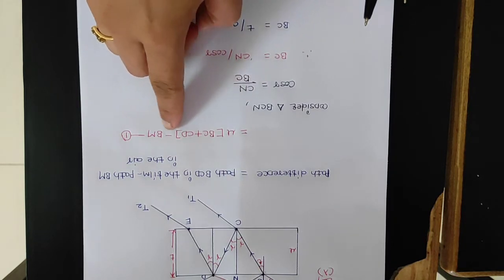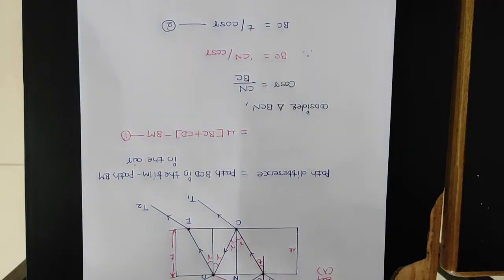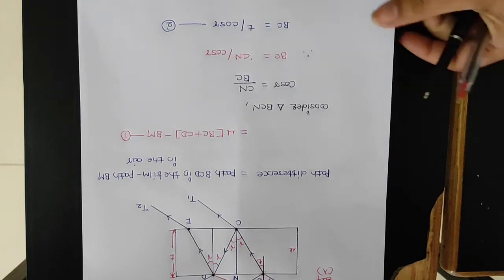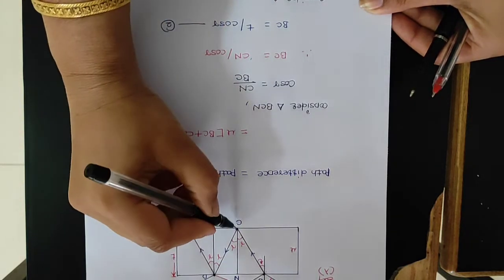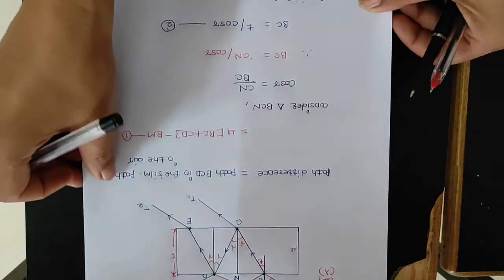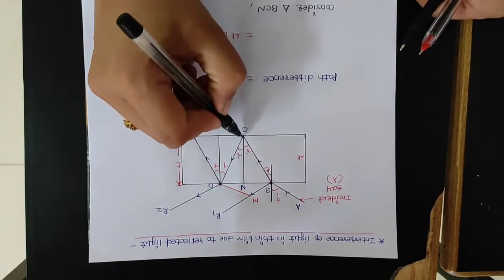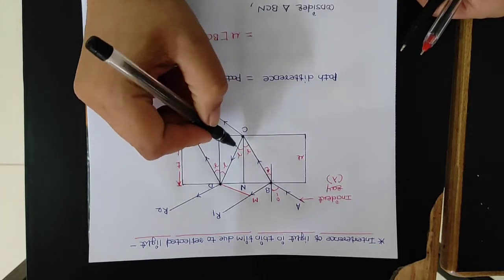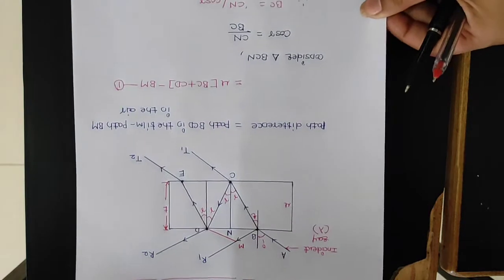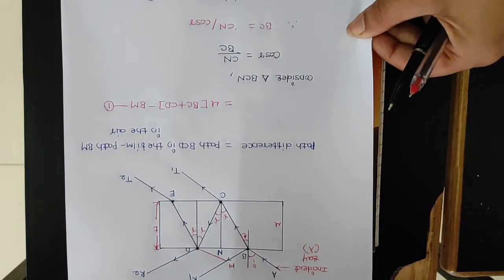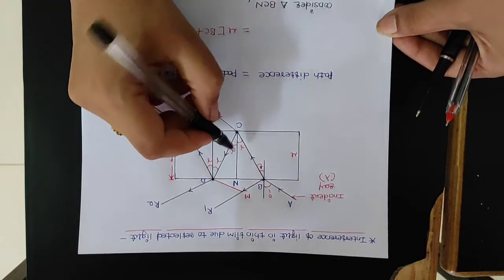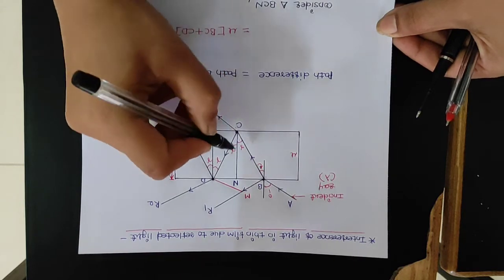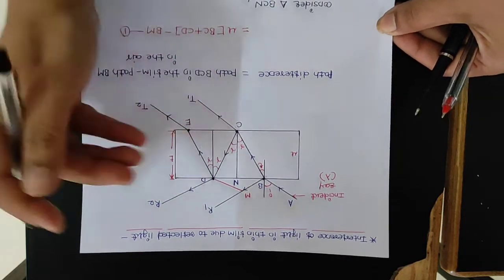Now we have to find out the value of CD. So consider another triangle CDN. We have to consider the triangle CDN for finding the value of CD. Now from that triangle, cos R is equal to CN divided by CD. Understood?